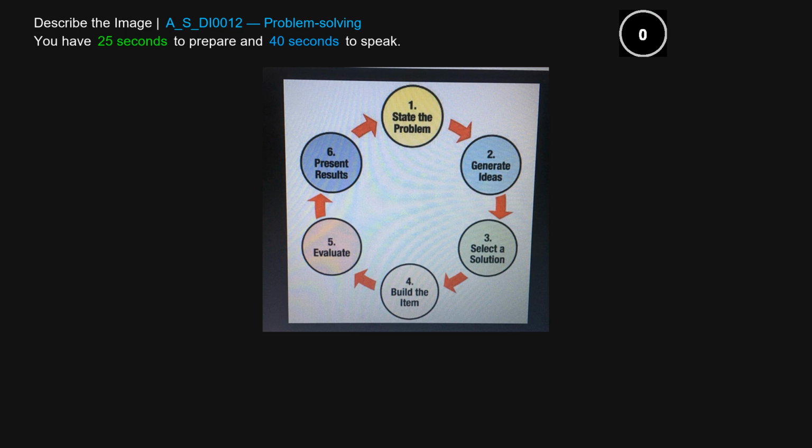This picture gives information about a cycle of solution finding. At the first stage, we must state the problem. At the next stage, we can generate ideas. It also shows how to select a solution and build the item. It also represents that evaluate and present result are at the sixth stage. To conclude, the data points to a cycle of finding a solution to problems.